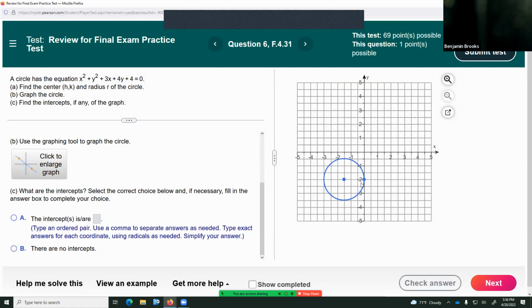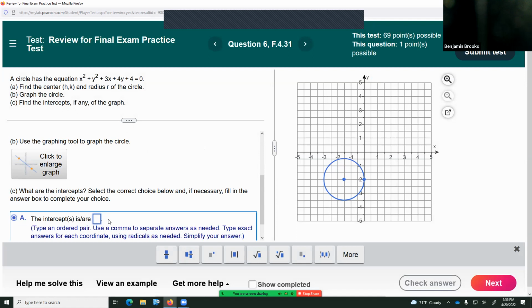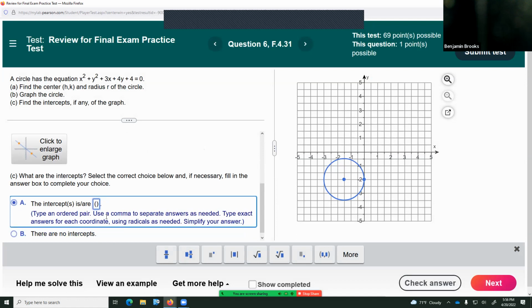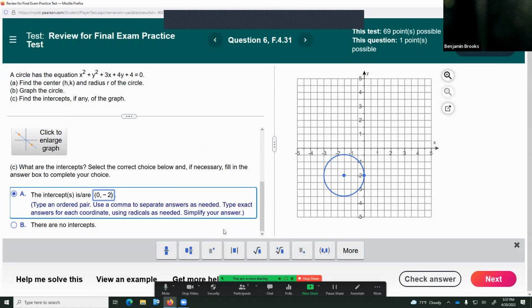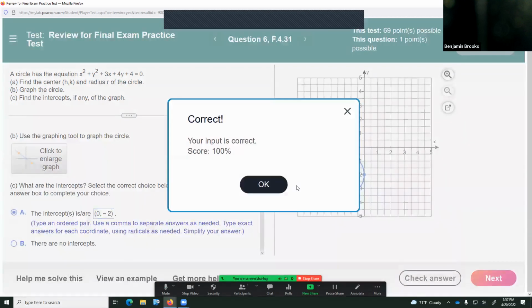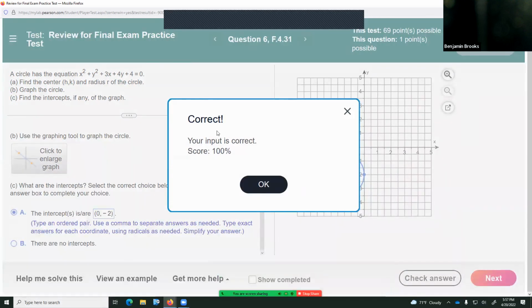The intercepts are, well, there's only one. It's going to be at 0, -2. That's the only place where you hit any axis. And we're checking our answer. And ooh, I know what I'm doing. All right, any questions on that one?